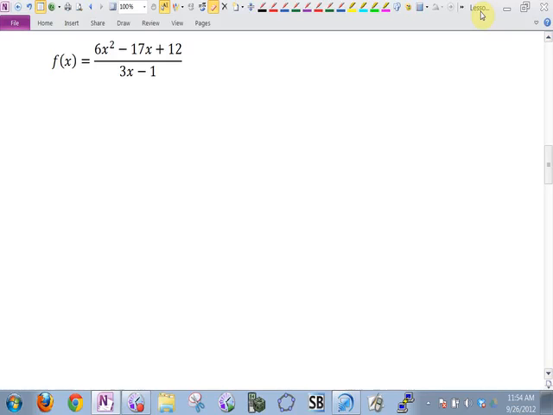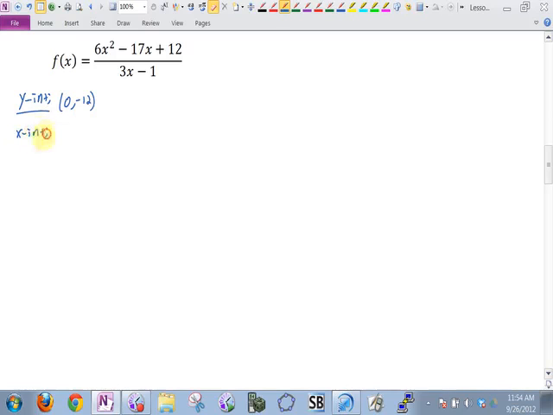6x squared minus 17x plus 12 over 3x minus 1. First of all, what's the y-intercept? Negative 12. Right? Plug 0 in for x. 12 divided by negative 1. Boom.